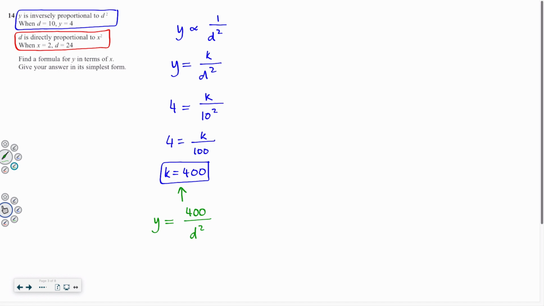So now we're going to have a look at our red formula. So it says d is proportional to x squared. So we can write that as d equals some multiple, which again I'm going to call k, multiplied by x squared. And we've got two values here that we're going to substitute in to find our k value in our red equation.